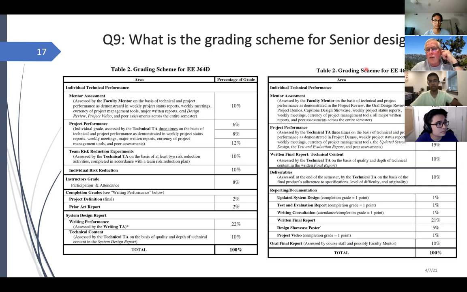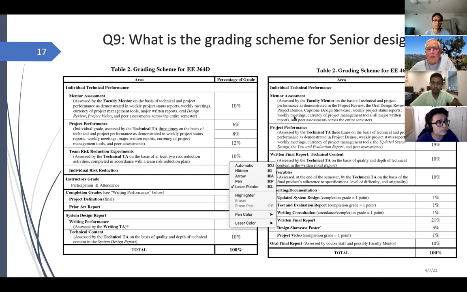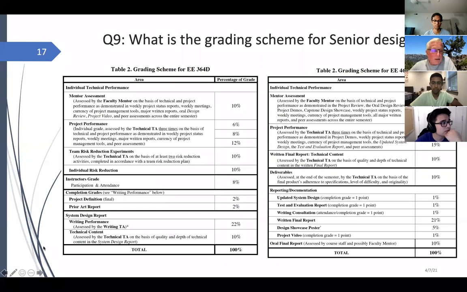When you go over to 464, once again, and sorry, I've got to get this stuff out of the way here. I can't see what's going on. All right, I'll go back. You'll have your faculty mentor again, who will give a grade, about 10%.